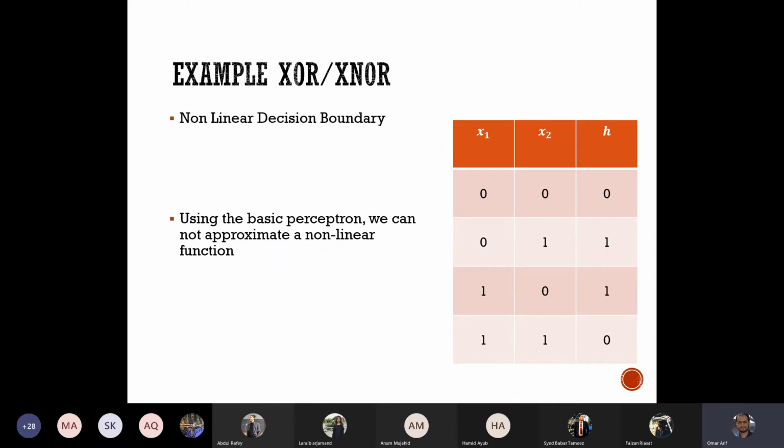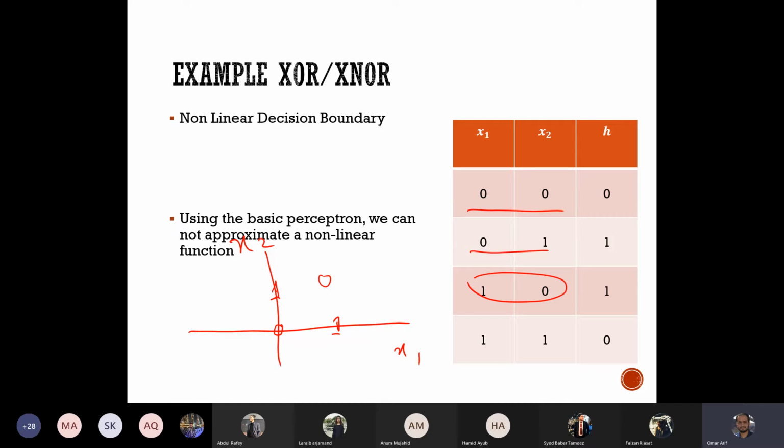Now let's move on to another case, which is the XOR or XNOR function. Let's first draw these data points. This is x1, this is x2. This is 0 0, it lies somewhere over here. 0 1 lies somewhere over here, which is 1. Okay, this is a data point which is 1. 1 0 lies here, which is also 1, and 1 1 lies here, which is 0.